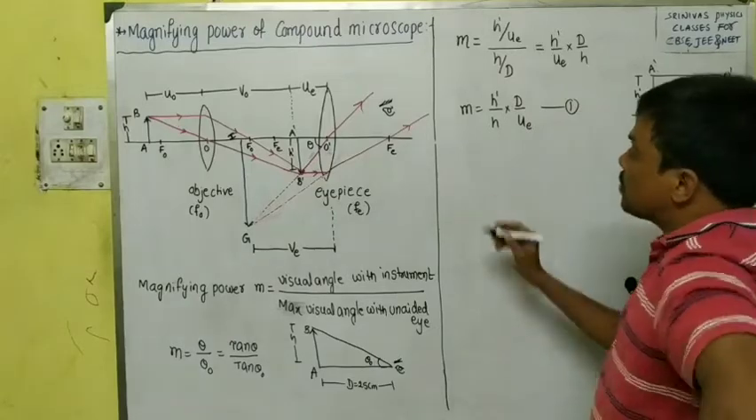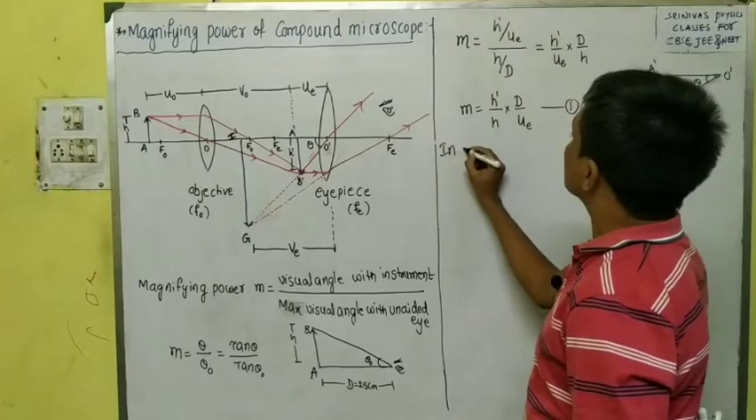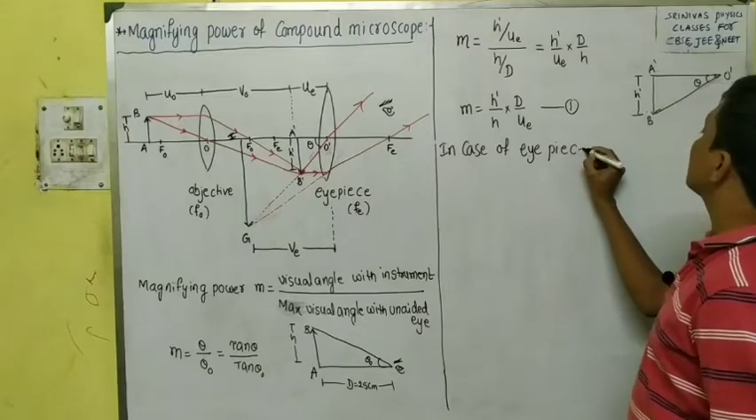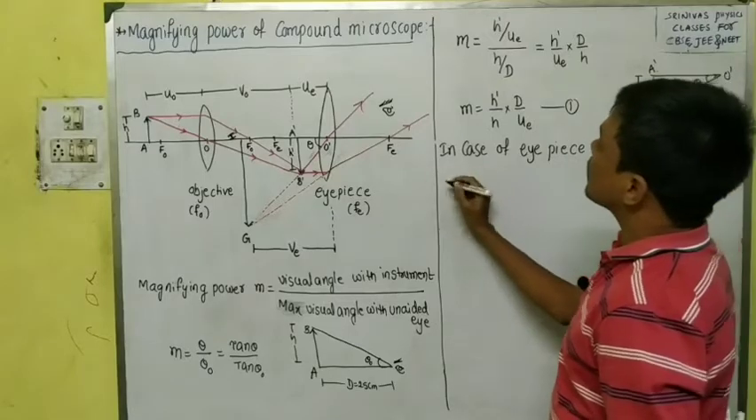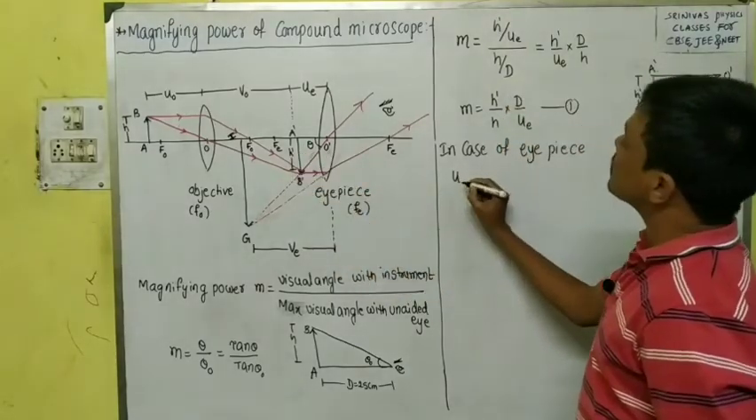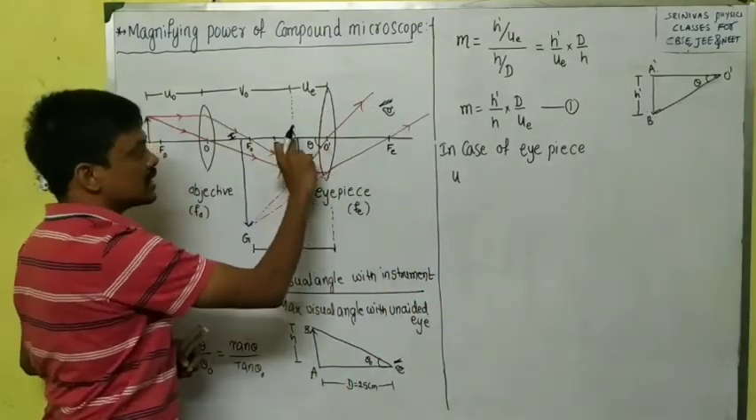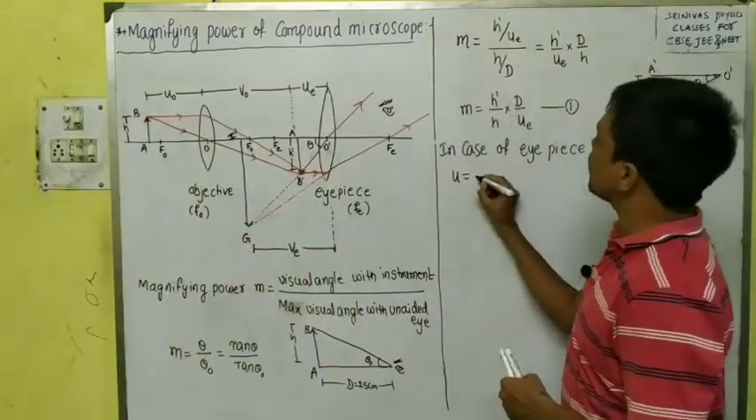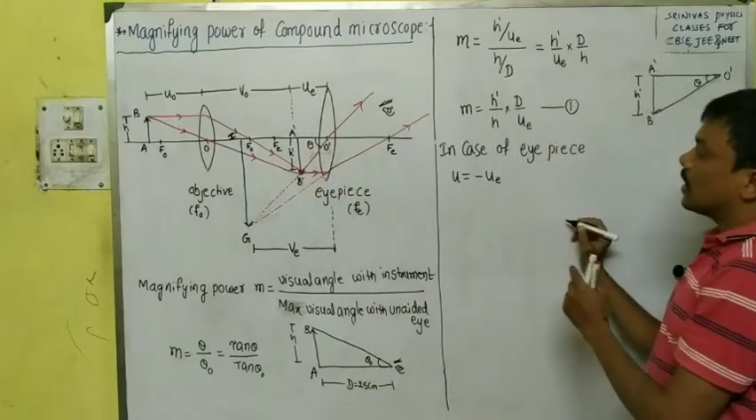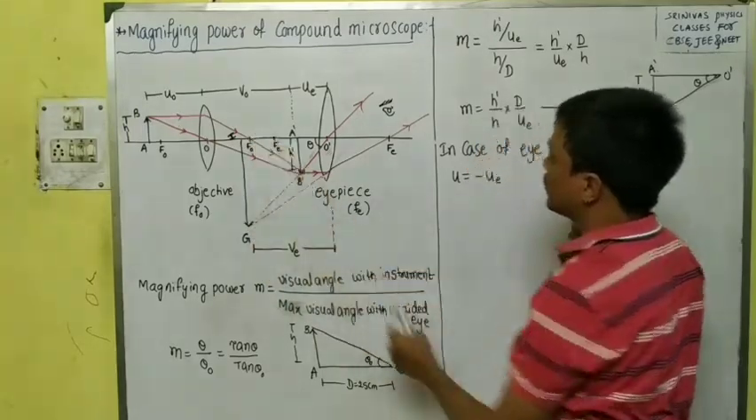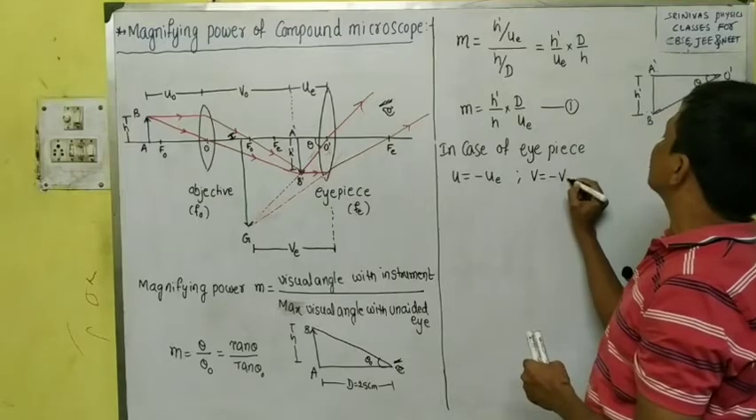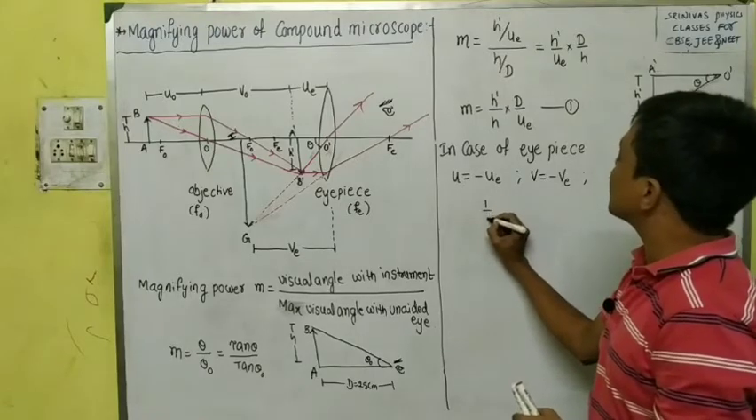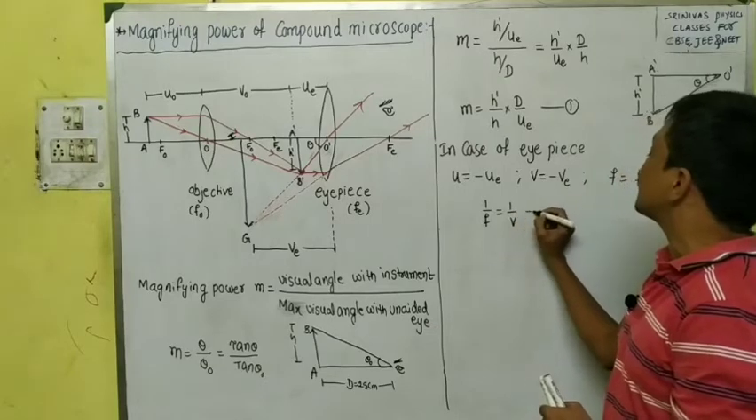Next, for the eyepiece, I will apply some formulas. In case of the eyepiece, I want to apply the thin lens formula. You know the thin lens formula? What is that? 1 by f is equal to 1 by v minus 1 by u. For the eyepiece, the object is A'B'. Object distance is UE. Then u we write as minus UE because it is on the left side. Okay? And for the eyepiece, the image is A''B''. Then the image distance we write as v is equal to minus VE. And the focal length of the eyepiece is fe. This we substitute. Then we know the thin lens formula, that is 1 by f is equal to 1 by v minus 1 by u.